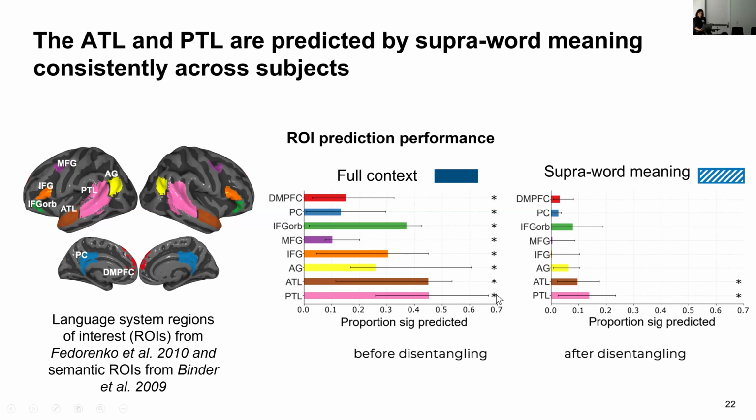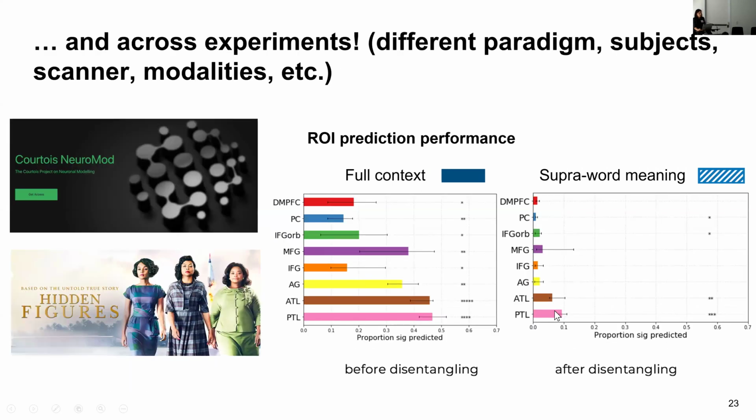And we see that this ATL and PTL result actually generalizes not only across subjects, but also across experiments with a different paradigm, different modalities, different scanners, etc. So in this case, using data from the Courtois Neuromod project, where people are watching a movie, the movie Hidden Figures, we take all of the speech in the movie and convert it to text and do the same analysis. We find that again, the ATL and the PTL are the ones that are capturing this supraword meaning.